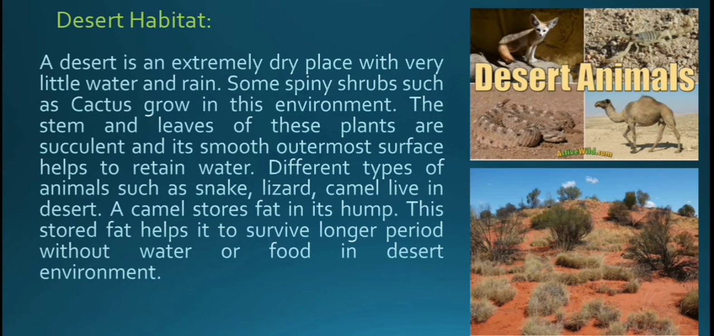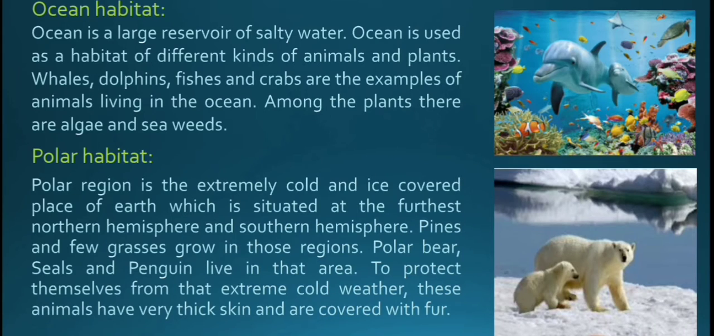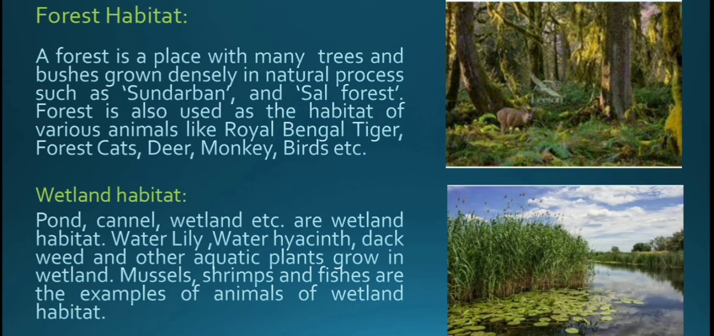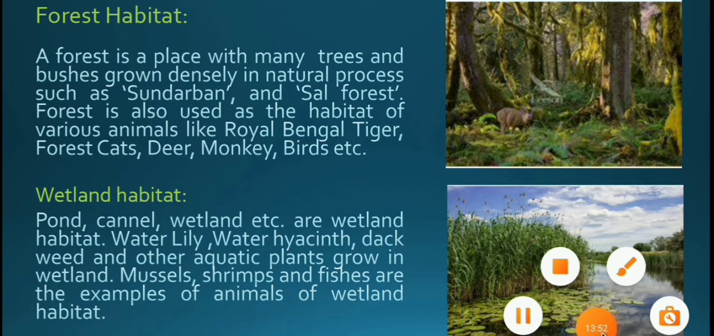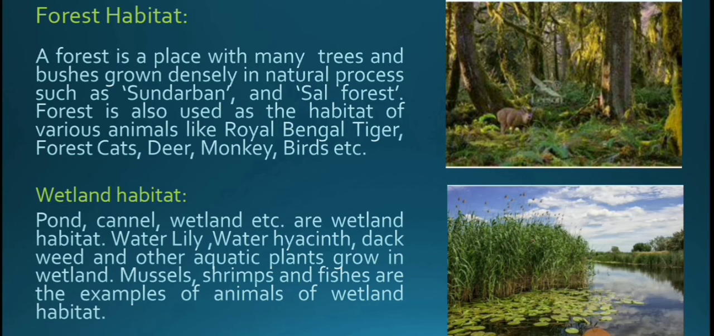Now next it is forest habitat. A forest is a place with many trees and bushes grown densely in a natural process, such as Sundarban and Sal forest. So students, what is a forest? A forest is a place with many trees and bushes grown densely in a natural process.